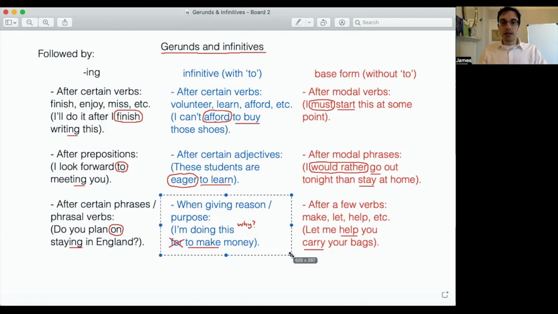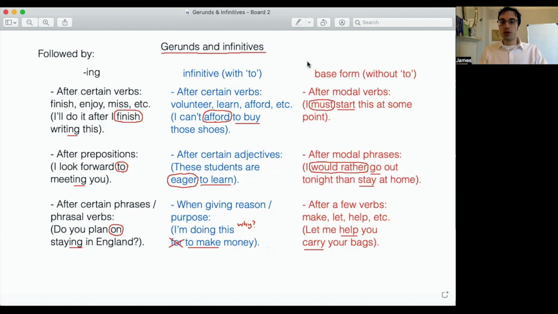Okay, this is another good one to know. When we give reason or purpose, we use the infinitive. And this is actually called the infinitive of purpose. Now, if you speak a language like Spanish, whenever you say what you're doing and then the reason, a lot of times this gets translated to for, all right? But that's not how we say it in English. So for example, I'm doing this. Why? To make money, okay? And you give the purpose or the reason. So you don't say for make, it's just to make, all right? It's a shorter way of saying in order to, all right?